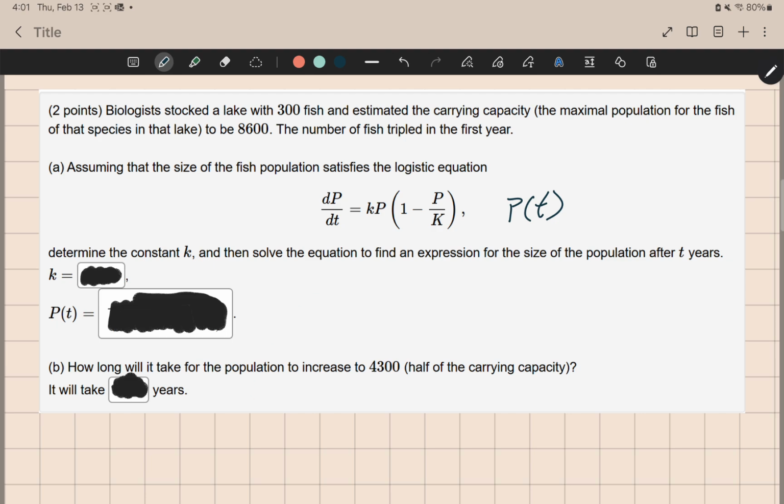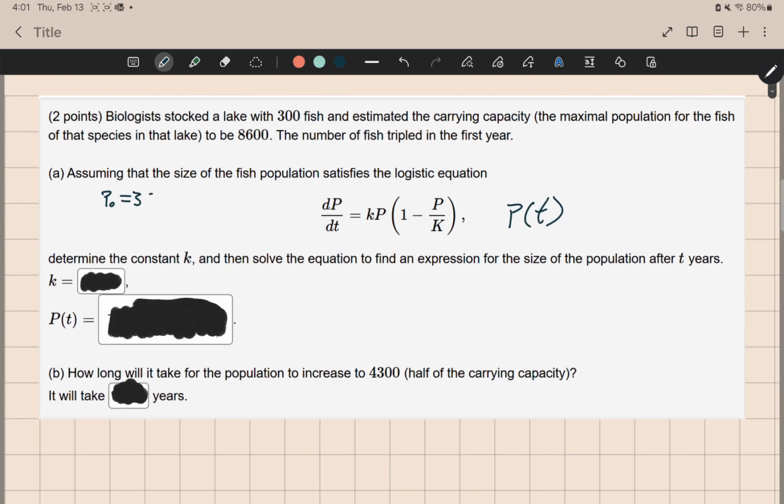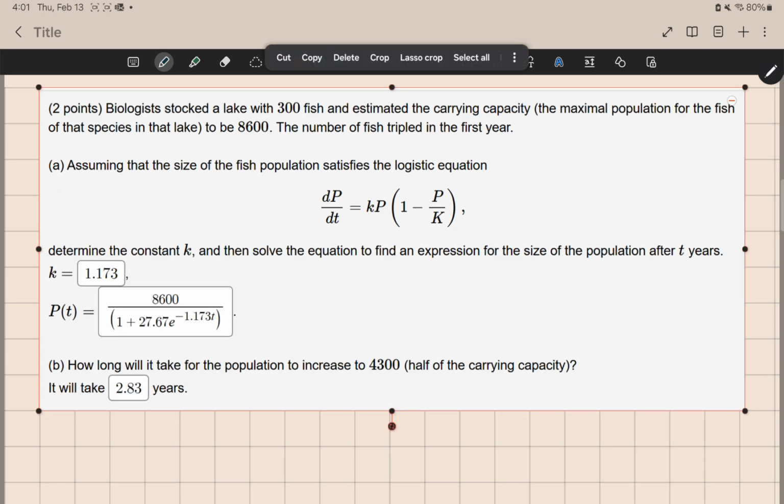So it looks like the lake is stocked with 300 fish, so that's going to be our P naught equals 300, and then our carrying capacity is represented by K, uppercase K, and that is 8,600, and then P naught, of course, is at t equals 0.